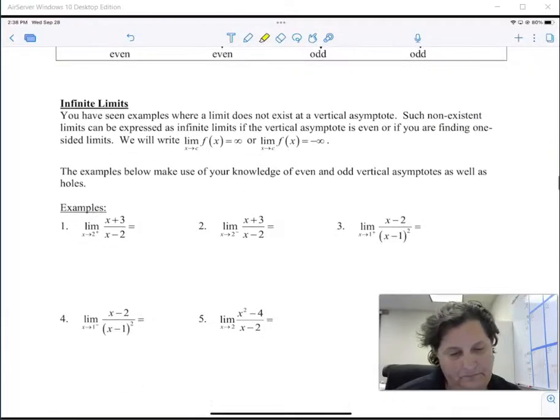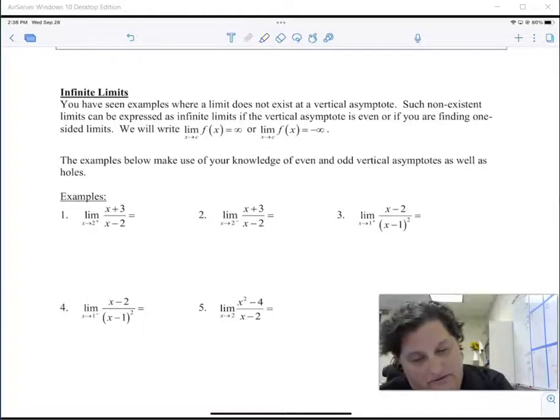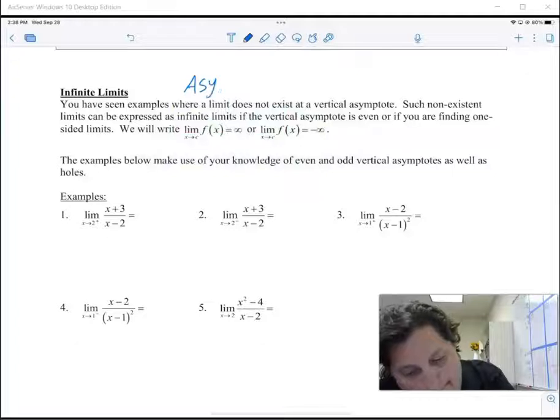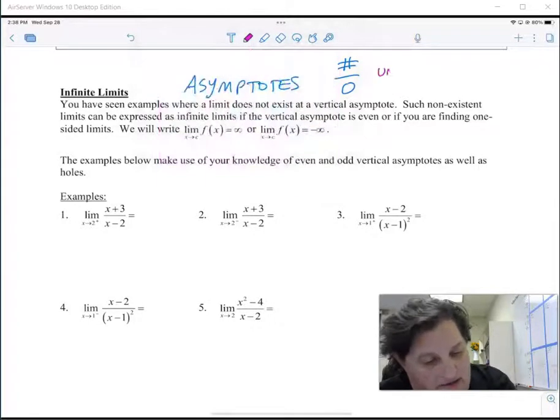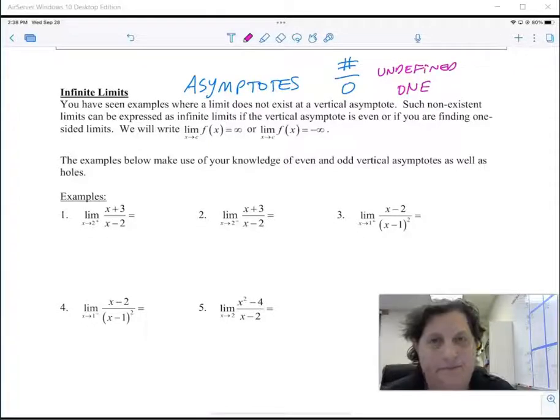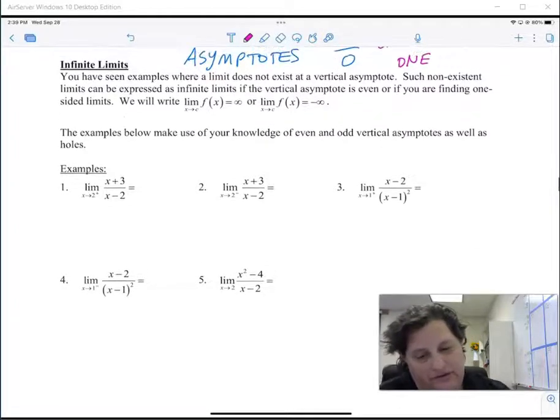Okay, so real quick, we're going to start talking about asymptotes. And you guys, this is where I get a number over 0. We would typically write this as undefined or DNE. So I kind of want to look at the graphs here, like some of these. So even if you're finding one-sided limits, even odd asymptotes and holes.